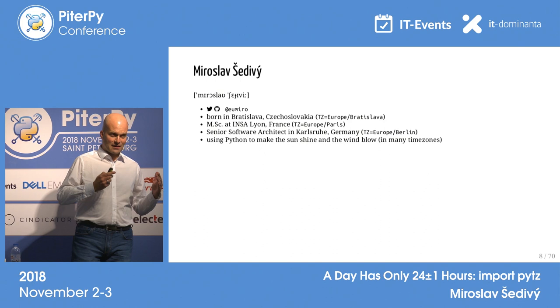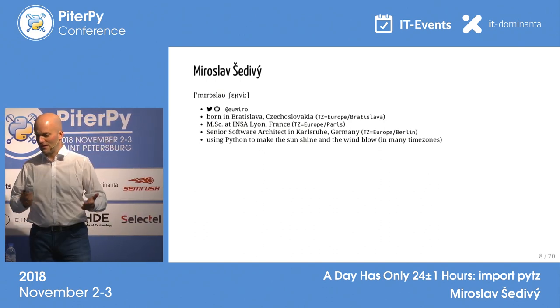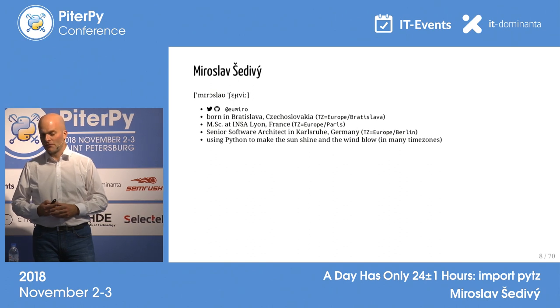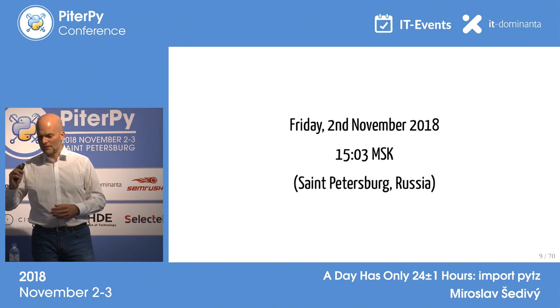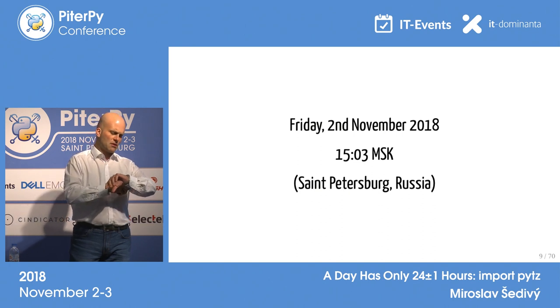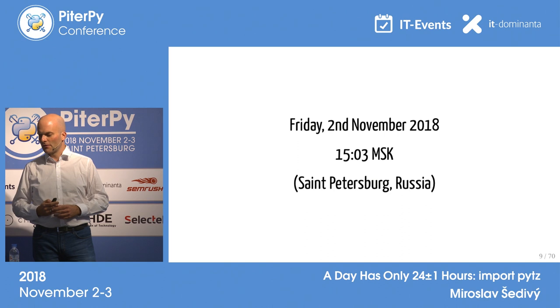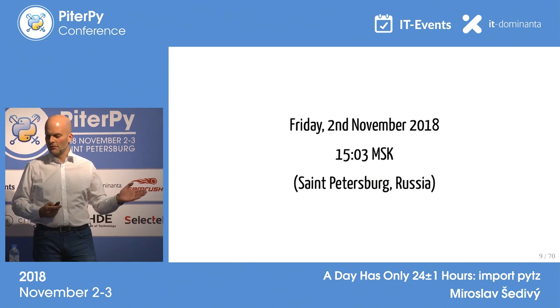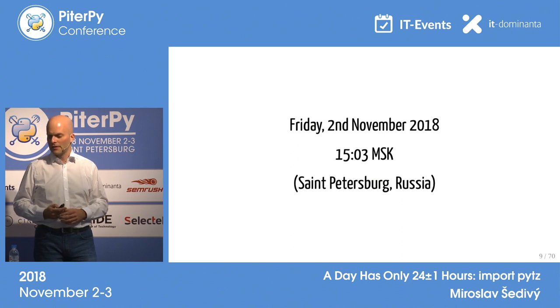So I am working a lot with different time zones, and we are now going to see how the time zones work and why it is such a problem to work with them. I don't do any live coding. Please, this is the time that my whole talk will refer to. It's almost exact. So now we are on Friday, 2nd of November 2018, 15:03 of the standard Moscow time here in Sankt Peterburg in Russia.